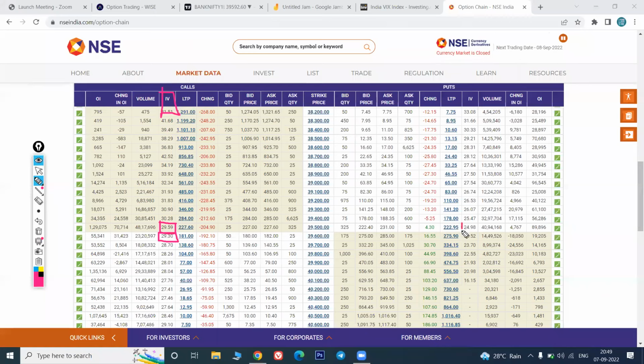What is the put side IV? 24, 25. Call side IV 28 to 30. So this is a normal IV in the market. This is in general a normal IV in the market. Matlab, in terms of there is no heavy weightage, this market closed. So this is the closing basis of the market.